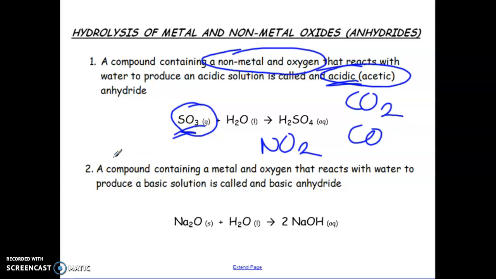Okay, and then what if we had a metal oxide? Here we have sodium oxide, or any metal with oxygen. When it reacts with water, it will actually create a hydroxide component, so this would create a basic solution. It doesn't matter what the metal is, metal oxides create basic solutions. Again, you won't be expected to write out this reaction. You should be aware, though, if I give you a compound, what type of solution it would create.